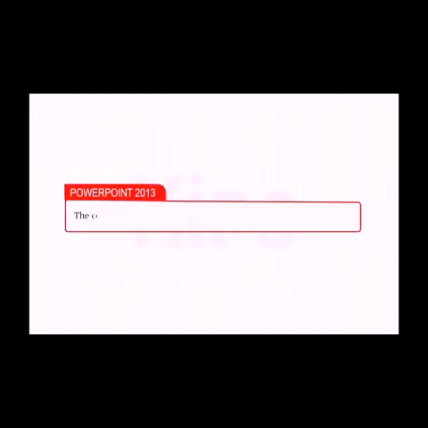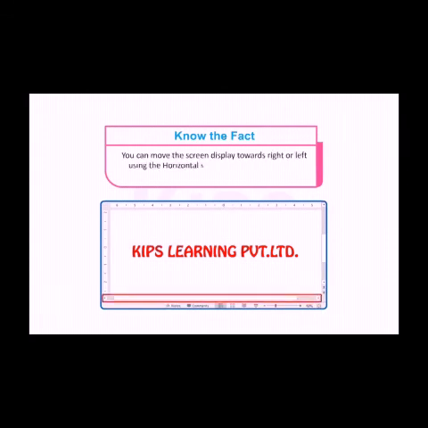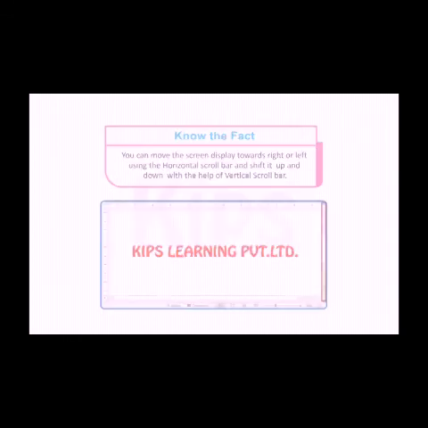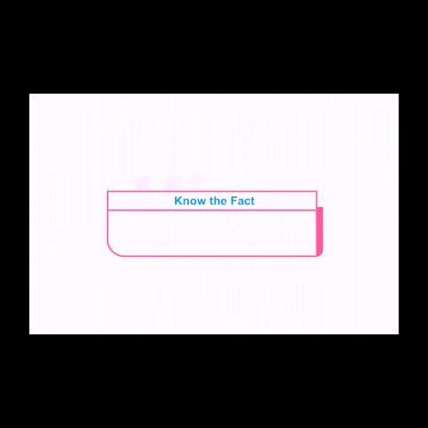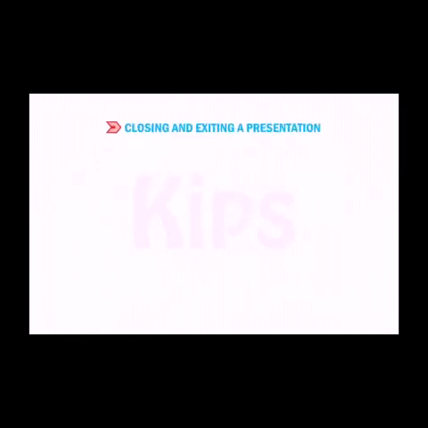Now PowerPoint 2013. The components of PowerPoint 2013 are similar to PowerPoint 2016. Know the fact. There are two scroll bars, vertical and horizontal. You can move the screen display towards right or left using the horizontal scroll bar. Shift it up and down with the help of the vertical scroll bar. Know the fact. Use the save as command if you want to save an already existing document again with a new name without deleting the original file.